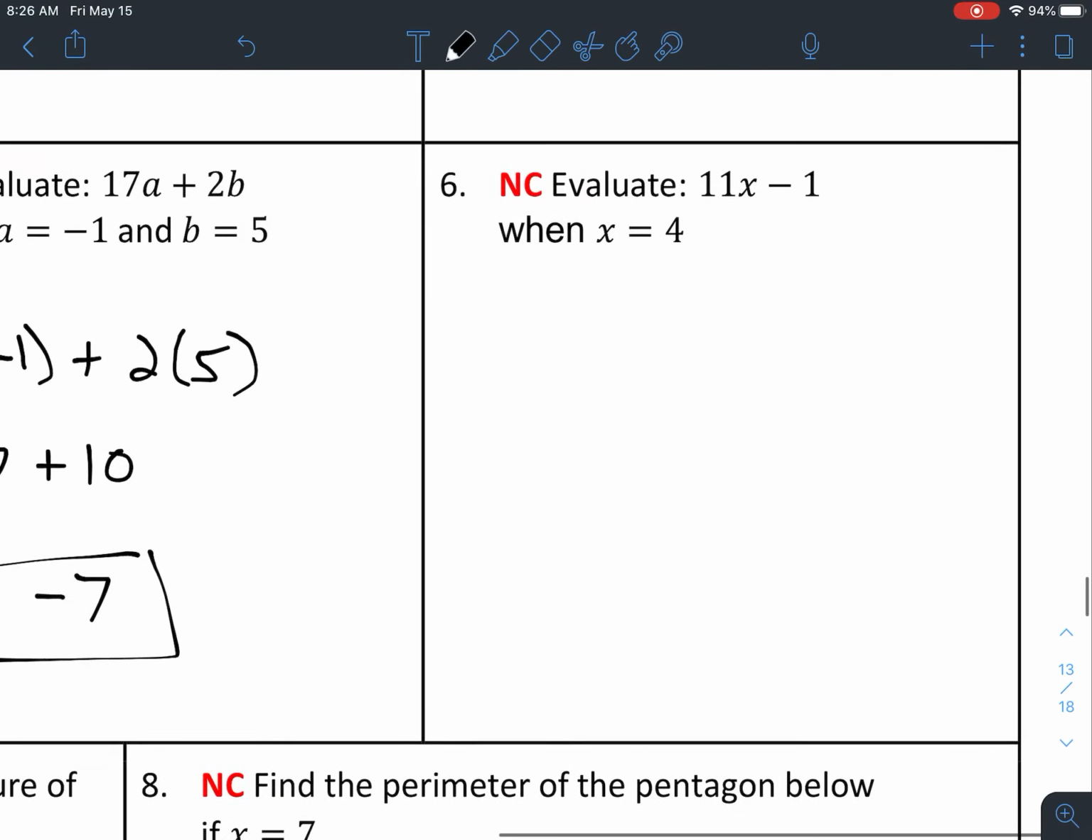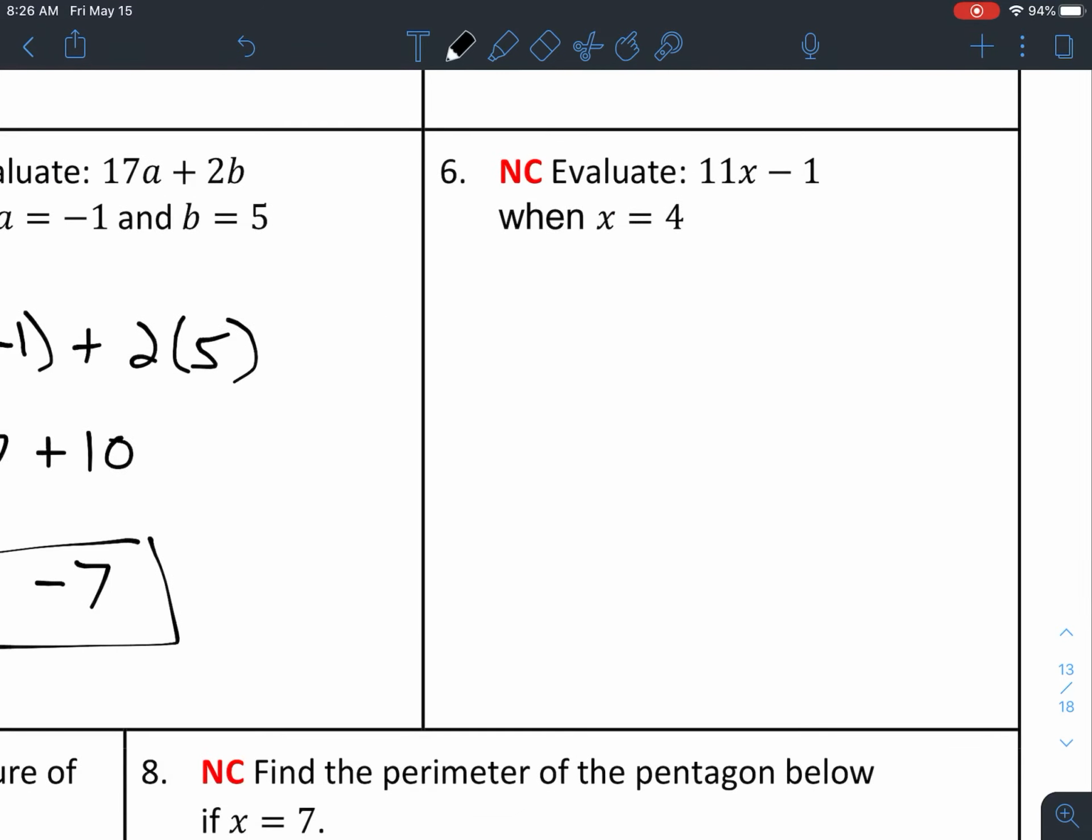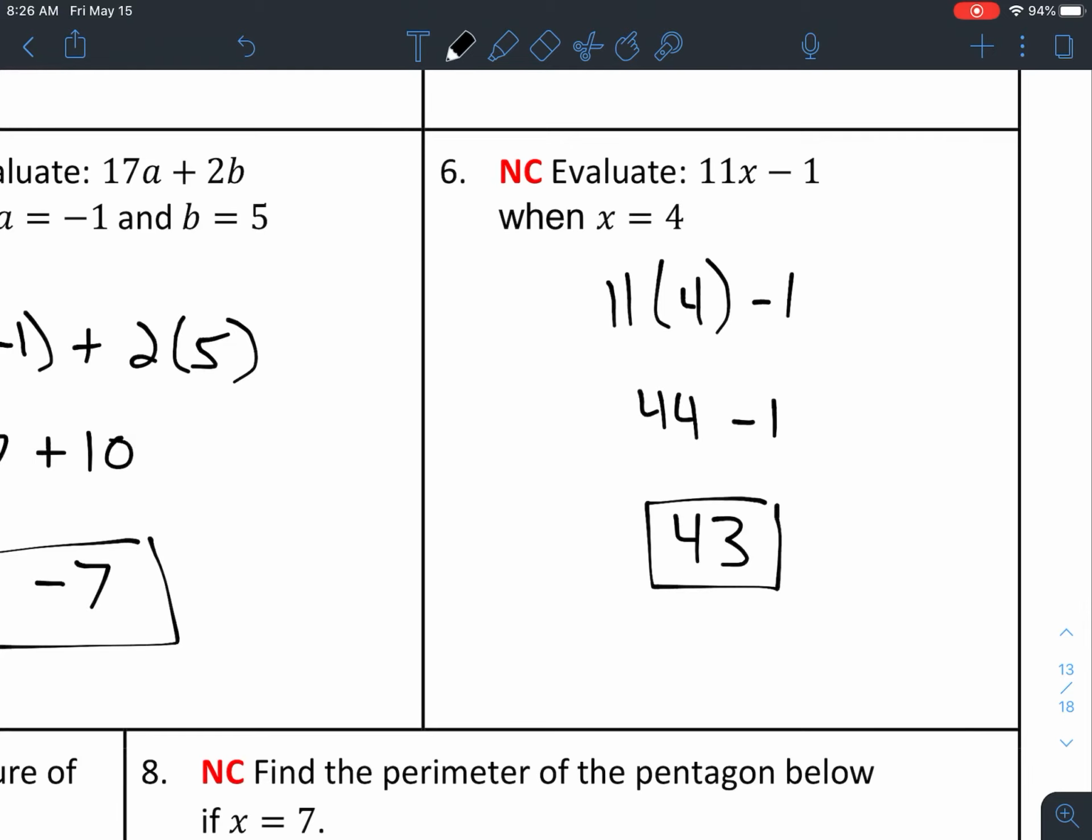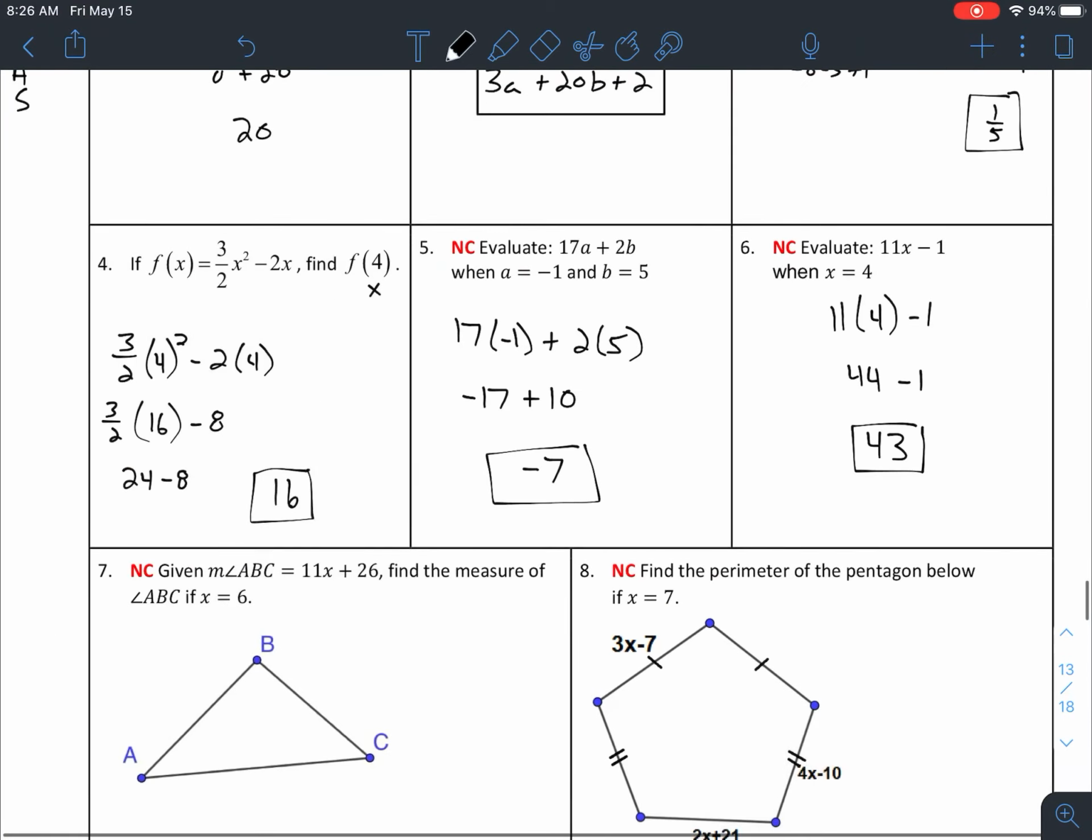Make sure you show me your work when you do this too. Evaluate 11x minus 1, and x is equal to 4, so 11 times 4 minus 1, 44 minus 1 gives you 43 as an answer. That's all you have to do.